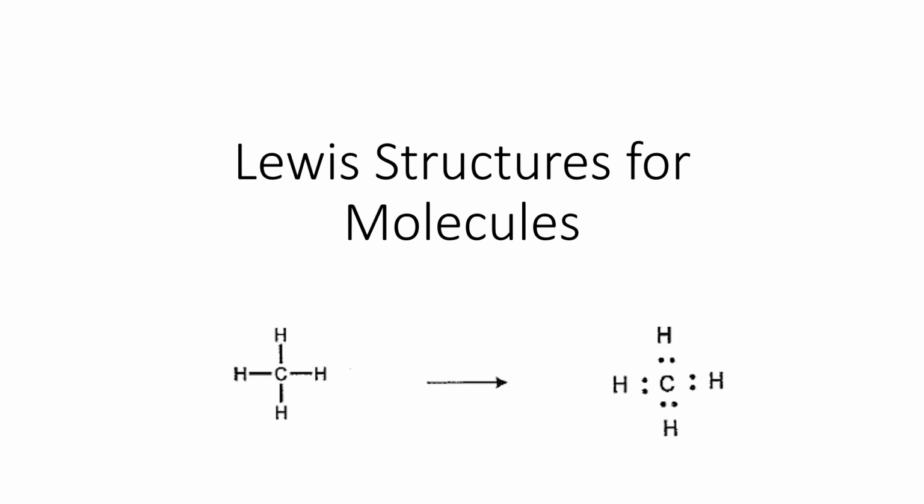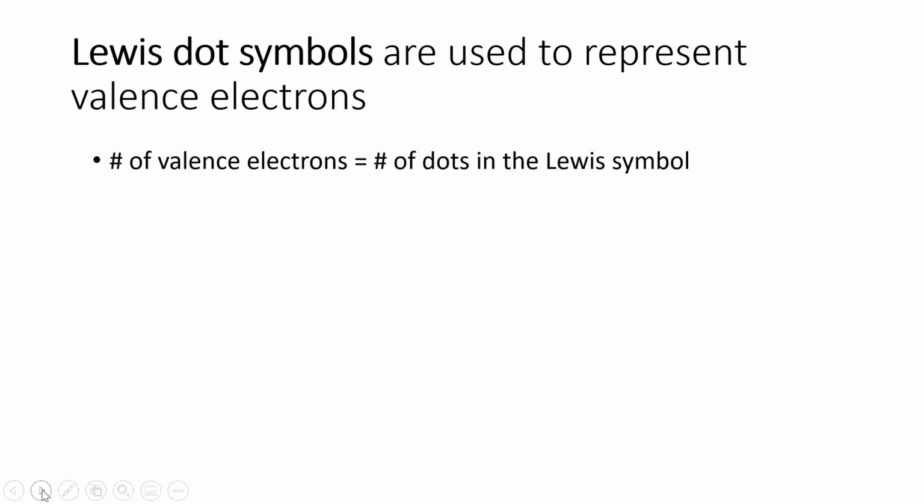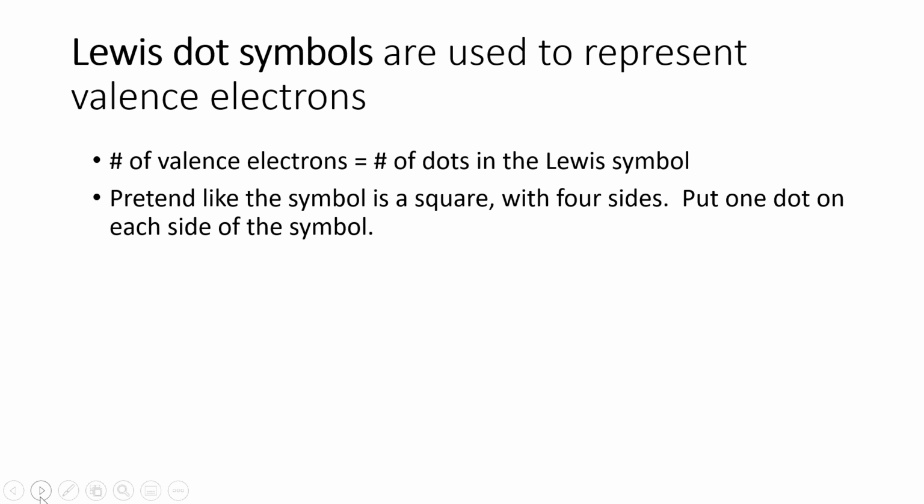Welcome. In this video, we are going to talk about doing Lewis dot structures for molecules. And a reminder of what a Lewis dot symbol is: that's something we use to represent the valence electrons. The way that you draw a Lewis dot symbol is you look at how many valence electrons an atom is going to typically have using your patterns on the periodic table. And the number of valence electrons will equal the number of dots in the Lewis symbol.